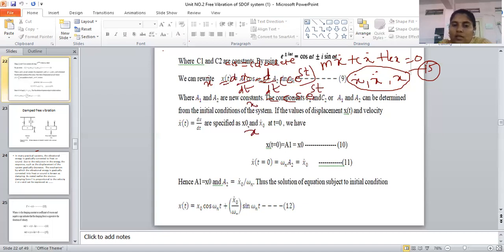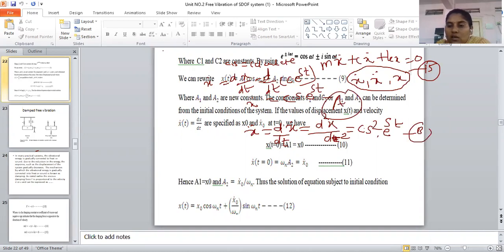Now coming towards x double dot, we can again take the derivative of x dot with respect to t, which is d2x by dt square, the second derivative of x with respect to t. That will become c into s square into e raised to st. Now we have to put these two values, call them a and b, into the equation.